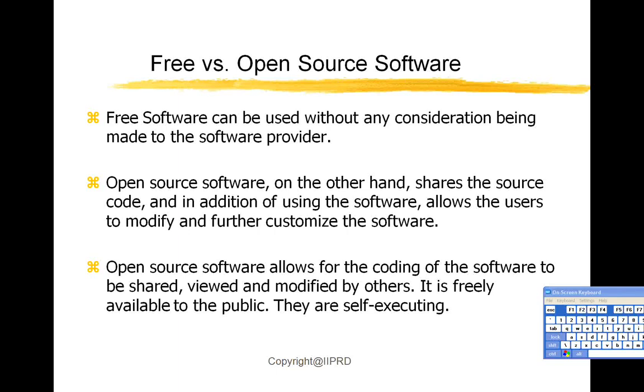Now, free software and open source are terms that are interchangeably used a lot of times, but primarily the difference is that free software can be used without any consideration being given to the software provider. Open source, on the other hand, shares the source code, and in addition to using the software, it also allows users to modify and further customize it. So free software might not always give you the source code. They might only give us the binary or the executable file that we can use. Open source software, on the other hand, along with giving the software, gives you all the source code so that we can modify, further improve, or customize it based on our requirement.